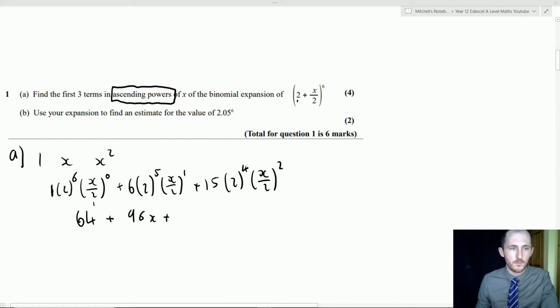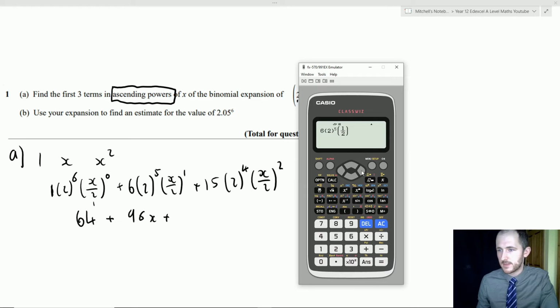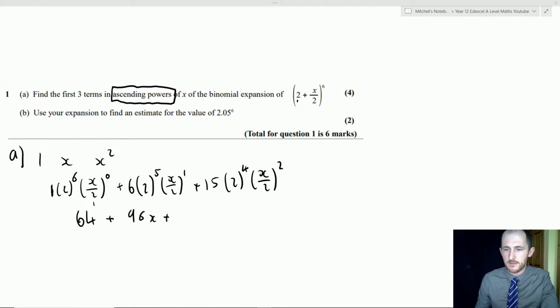And again, I'm not going to change anything. I'm going to press the right arrow, go here. It's 15 now. Instead of 5, it's 4. And instead of the power of 1, I'm going to put the power of 2. 60. That is your number in front of the x squared. That's it. That is 4 marks.